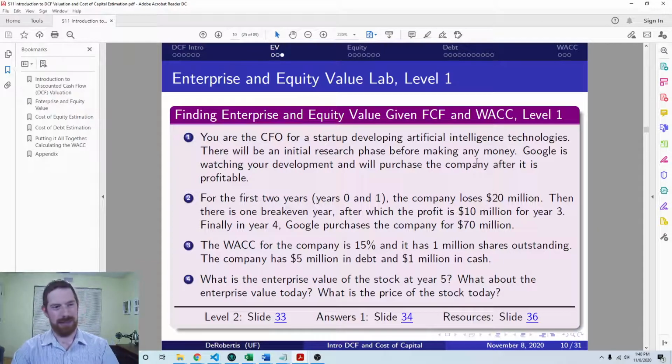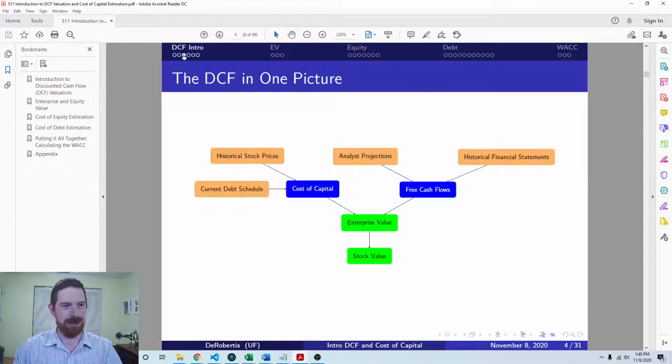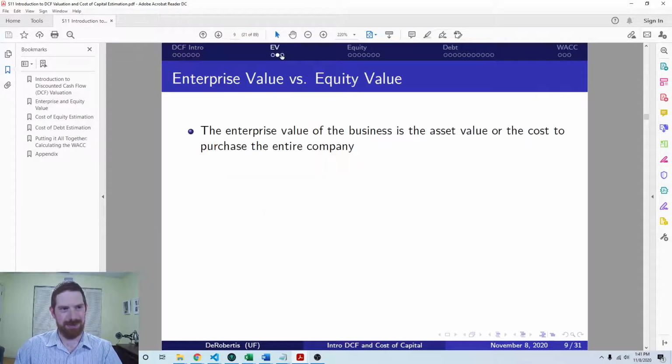So that's how we can disentangle the enterprise and equity value. Basically, as you complete the DCF model, you'll take the present value of all the free cash flows at the discount rate of the WACC, and you'll be left with an enterprise value from that. Then you can just reverse that formula to back out the equity or stock value in order to get to the stock price. So that's enterprise value and equity value.